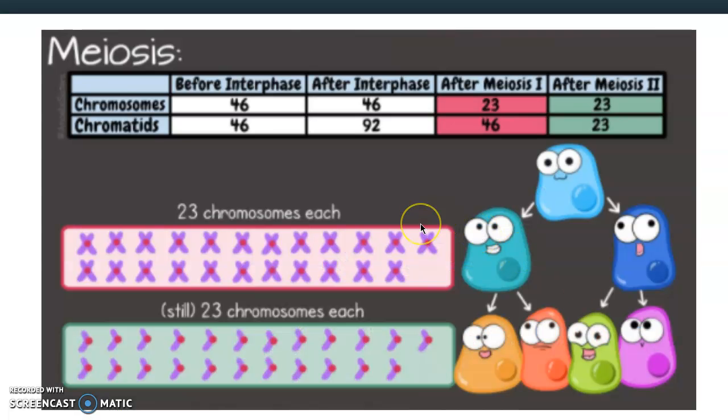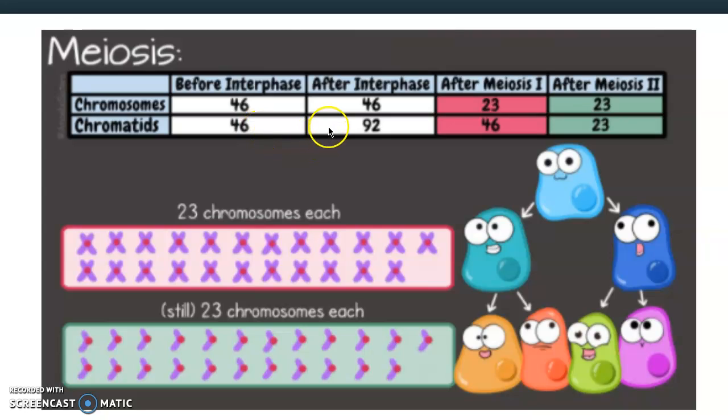So here is an idea of how we would count how many chromatids versus chromosomes there are. Chromosomes are, for example, we have 23 chromosomes in each one of these two, and then we still have 23 chromosomes just by the way they're labeled. I think what makes more sense is to count our chromatids. So this picture shows us that before interphase, we have 46 chromatids in one normal cell.